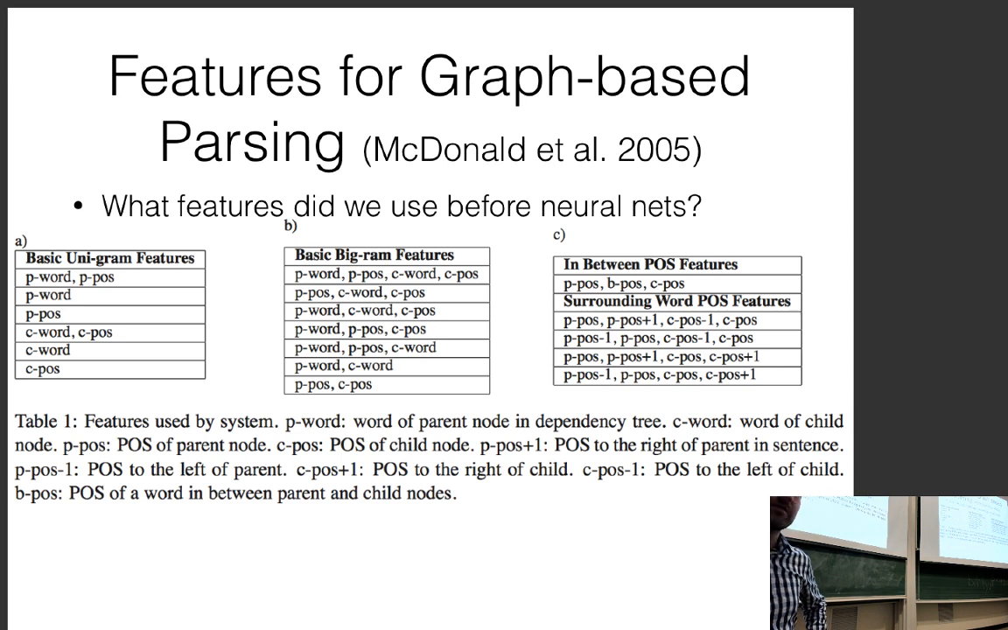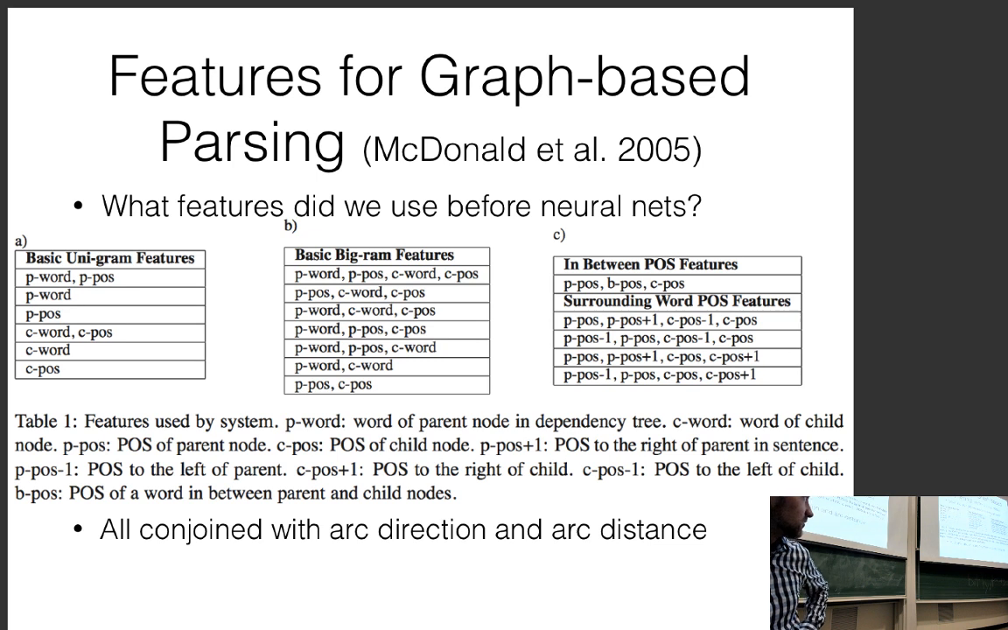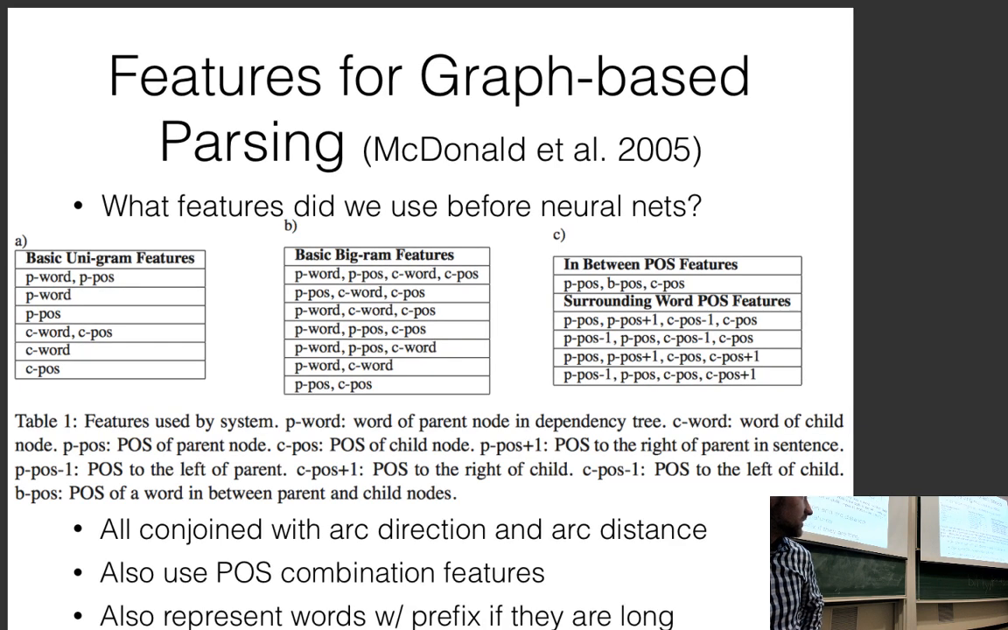So like for transition-based parsers, a lot of the effort went into designing these feature functions. And these can be conjoined with the arc direction or the arc distance, etc., to come up with a score for each arc in your graph. They also used features of combinations of POS tags, etc. Another thing that people did before neural networks is if you had really long words, these tended to be sparse, so you'd only take the first 4 letters of the word or something to make sure that you get the root of the word only. So you can see that a lot of engineering went into these things.